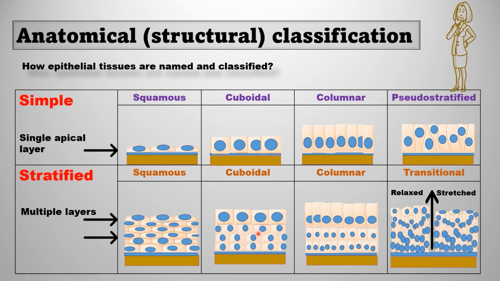Number 7 actually, it is more than one layer, 1, 2, 3 layers. And since it is more than one layer, it is stratified. Because the upper layer here is made of rectangle cells, cells whose height is longer than the width, this is a rectangle or columnar cell. So the name of this one is stratified columnar epithelium.